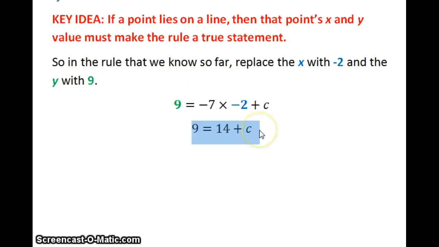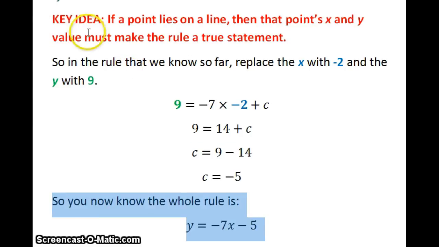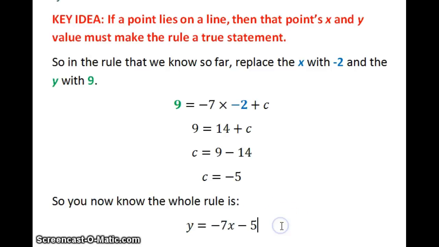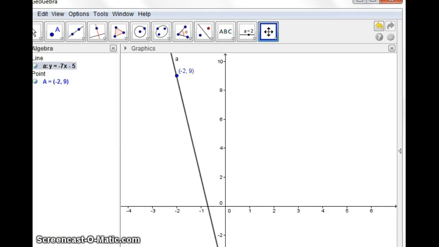Then I follow the rules for equations. Change the side, change the sign. Doing that sum, I end up with c equals 9 minus 14, and c is equal to -5. Okay, now I know everything about the rule. I know the rule is y equals -7x minus 5.